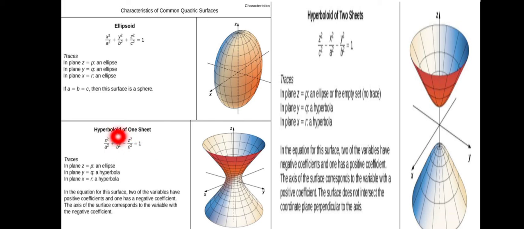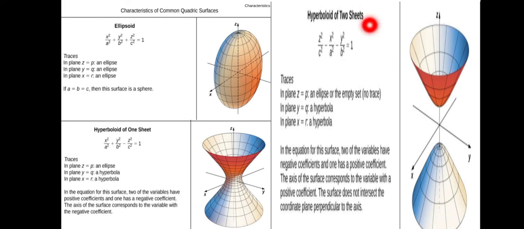You can clearly see the difference between the ellipsoid equation and the hyperboloid equation. In the ellipsoid equation, we have z square upon c square with a plus, and in the hyperboloid of one sheet, we have z square upon c square with a minus. In the equation for this surface, two of the variables have positive coefficients and one has a negative coefficient. The axis of the surface corresponds to the variable with the negative coefficient.